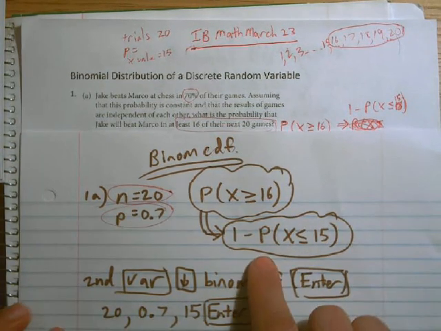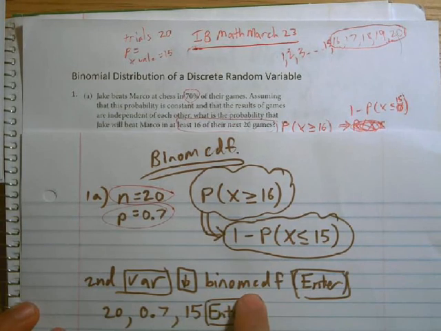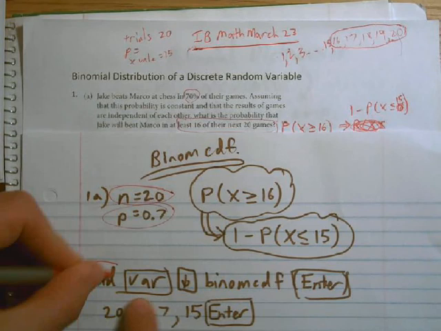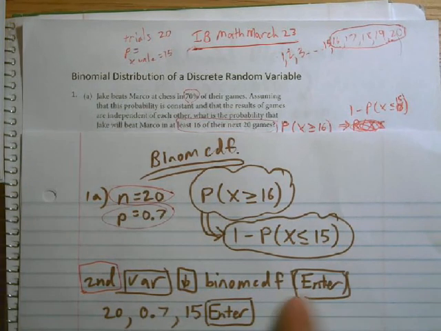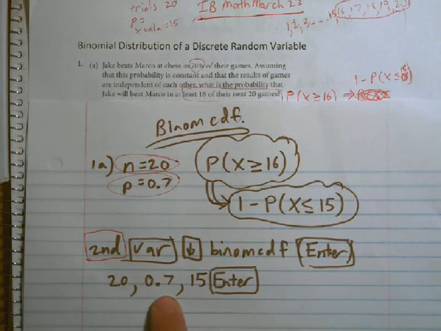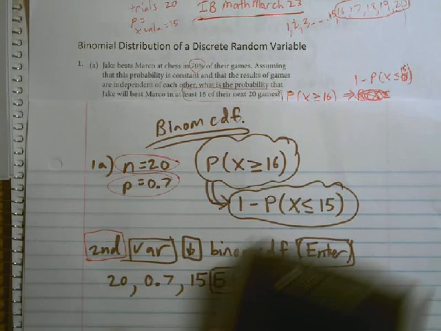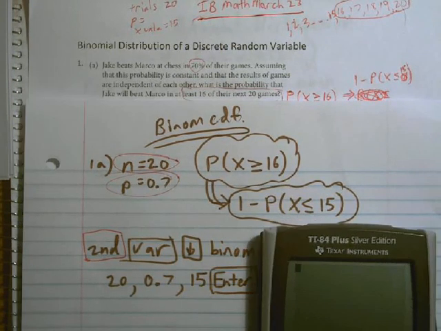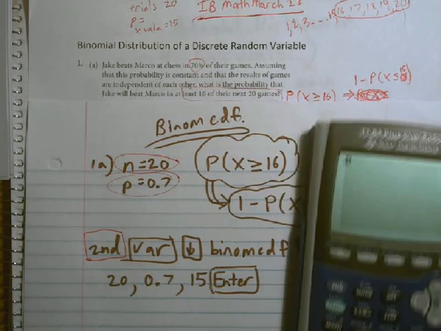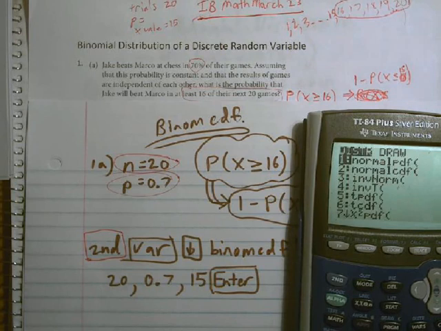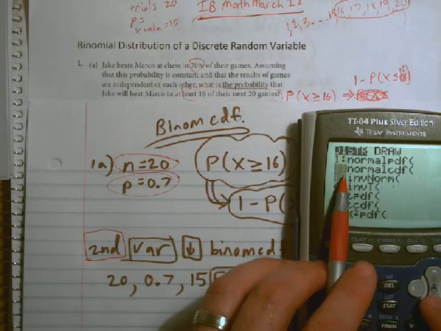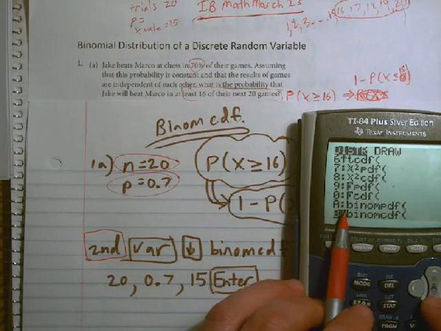So to get binomcdf, you have to do second vars on your calculator. Then you're going to arrow down to binomcdf. You're going to hit enter, 20, and then my percentage of winning, and 15. So we'll do it right now. I'm going to hit second vars, and then I get this. Now don't accidentally hit normal. See, we're going down to binomcdf.